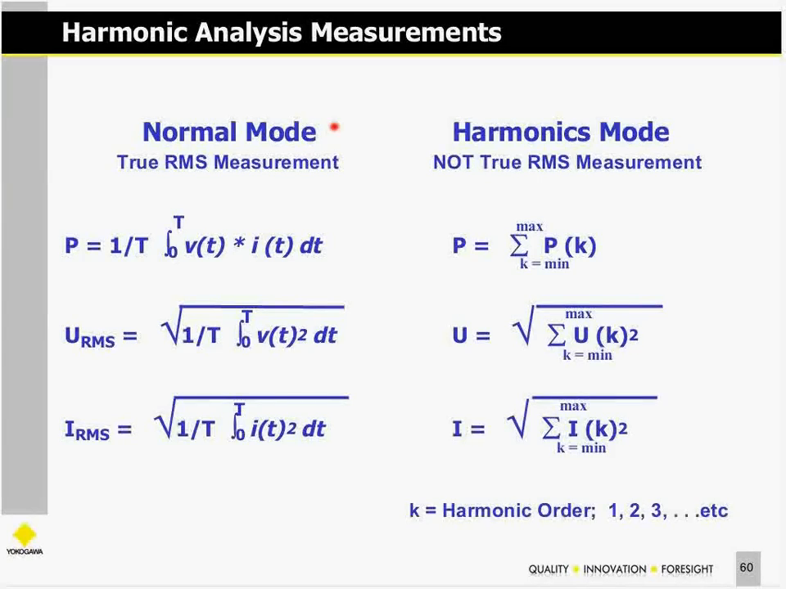So again, just to review, in the normal measurement mode, a true RMS measurement is going to be the summation of the digitized values of the voltage and current for power, and then integrated over some time period. And then the RMS is just the root mean squared of voltage or current. In the harmonic mode, it's the summation of the harmonic orders, for power or for RMS. So this is the summation of the harmonic orders from the minimum order to the maximum order. And then we sum those and take the square root of that. So it's not a true RMS measurement.